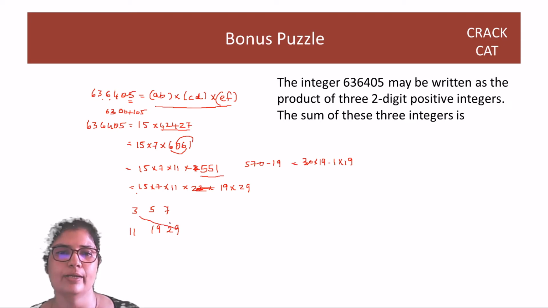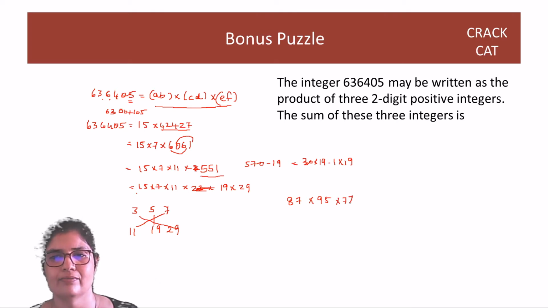See, 5 into 29, 7 into 29 will not give you a two-digit number. It will give you a three-digit number, correct? Similarly, 7 into 19 will also give you that. So there is only one pairing where you will get three two-digit numbers. So that is 87 into 95 into 77. That's it. These are your three numbers.